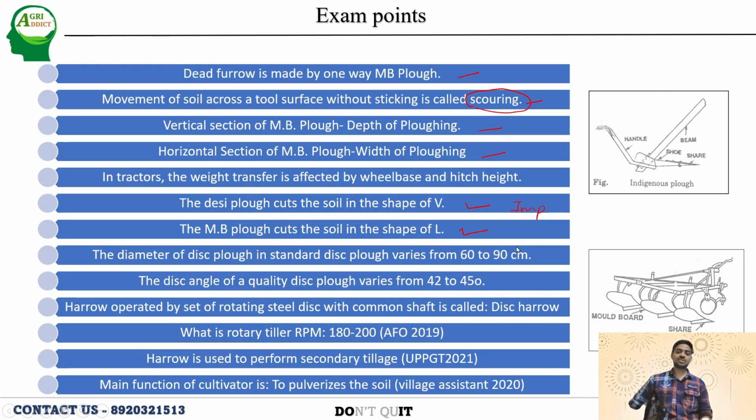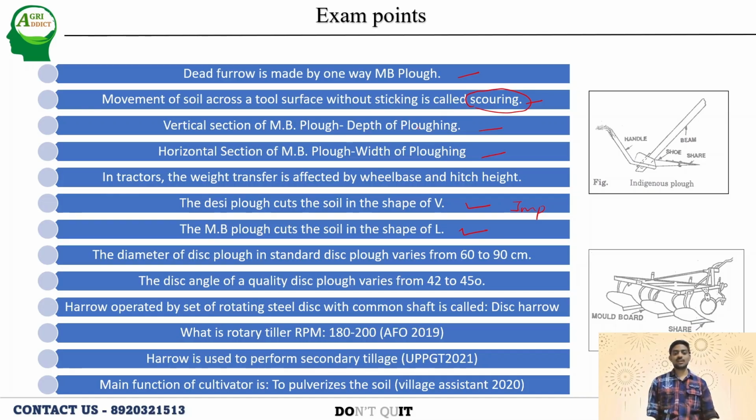And from the exam point of view, these are the things which I have noted. Please go through this. A few things I want to highlight: one is the term scouring. Scouring is nothing but the movement of soil across a tool surface without sticking. I think you understood, right? The soil will not be sticking to the tool surface. If the tool is acting that way, we say that it is scouring.